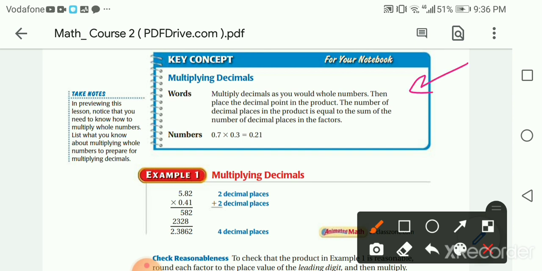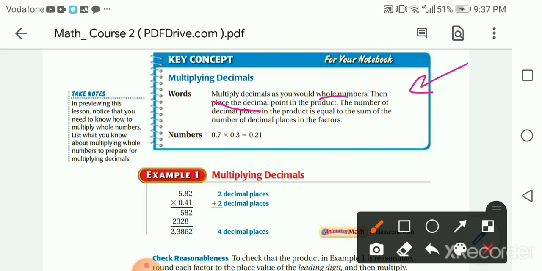Multiplying decimals as you would whole numbers. So when I multiply decimals, it's like whole numbers. Then place the decimal point in the product. The number of decimal places in the product is equal to the sum of the number of decimal places in the factors. So what does it mean?